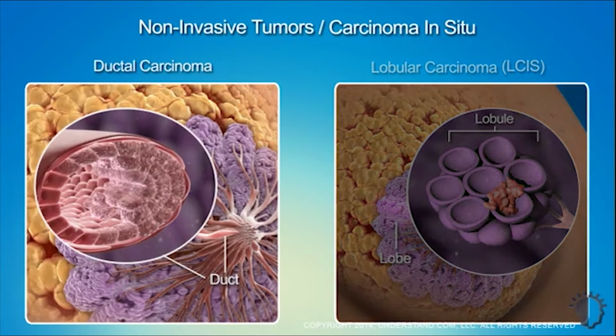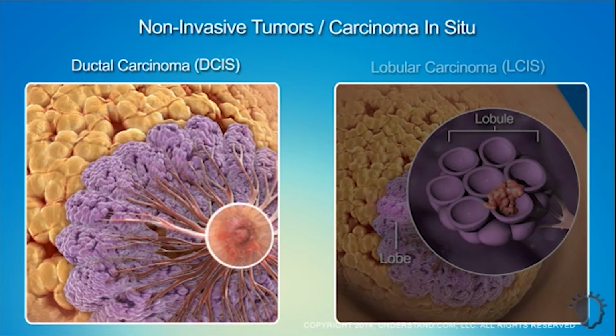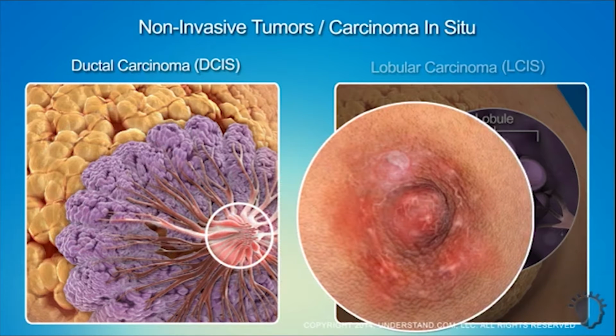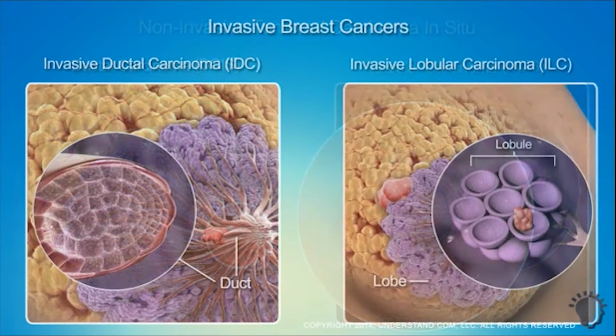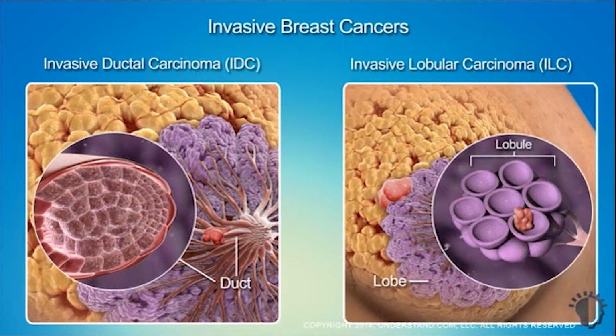Ductal carcinoma in situ, DCIS, carries a much higher risk and, if untreated, could become an invasive form of cancer. A rare form of DCIS called Paget's disease involves the ductal tissue beneath the nipple and areola. Invasive breast cancers spread from their origin into other breast tissue and possibly to other parts of the body. About 80% of invasive breast cancers start in the ducts and are therefore called invasive ductal carcinomas, IDC.